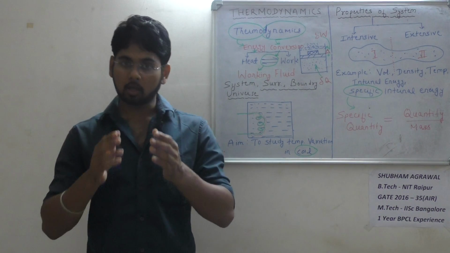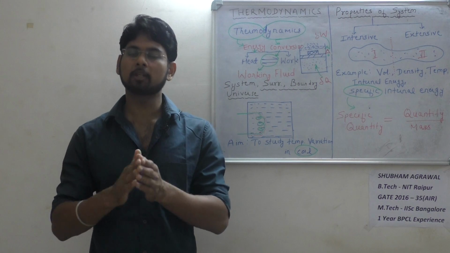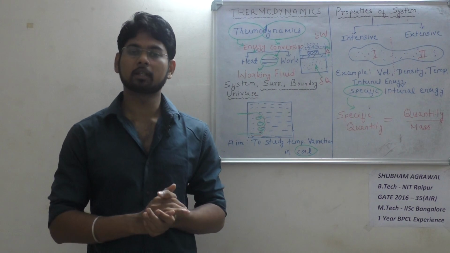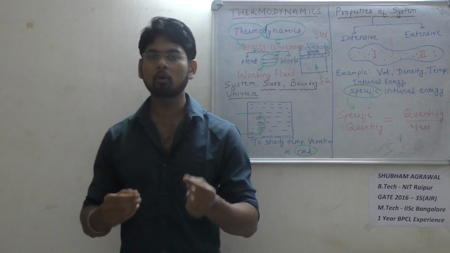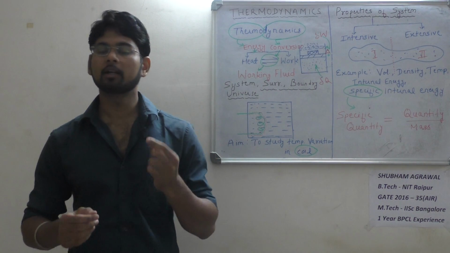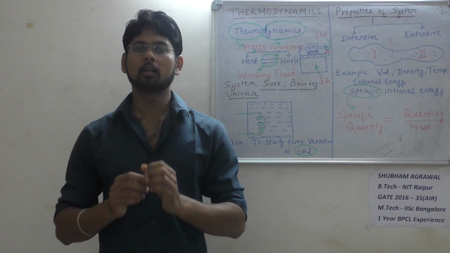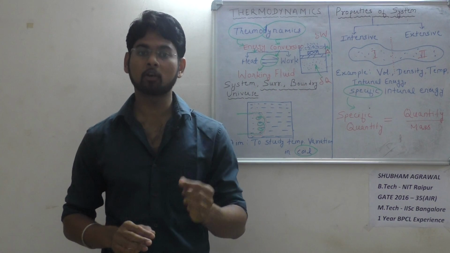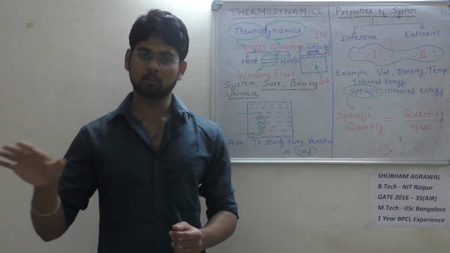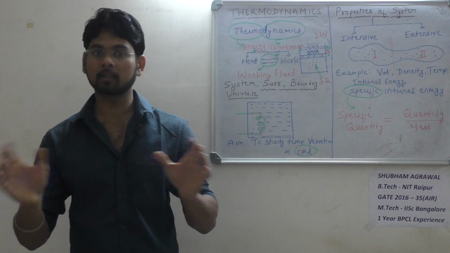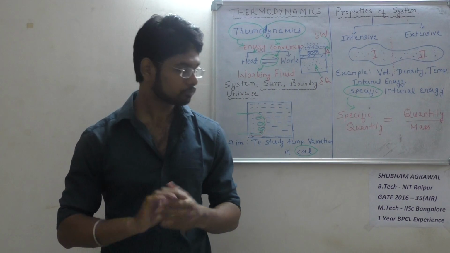Again, these properties are classified into two types. One is intensive property, and the other one is extensive property. What does intensive property mean? Intensive property means it is independent of mass, independent of amount. What does extensive property mean? It is dependent on mass. So let us take another example to understand this concept.